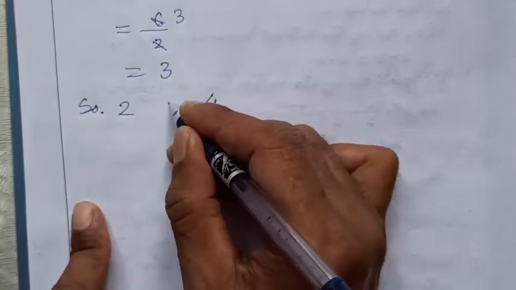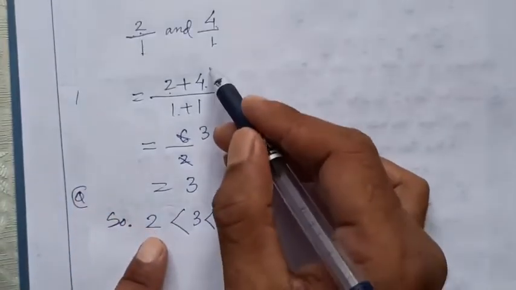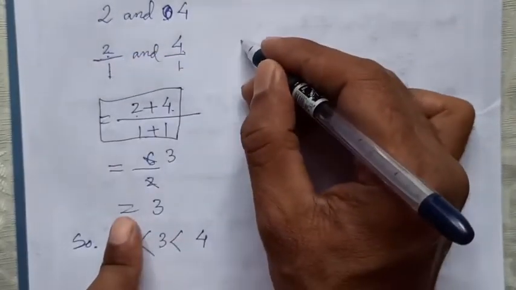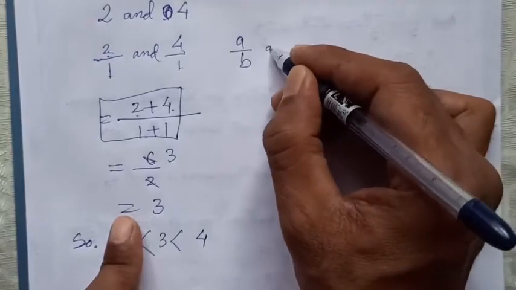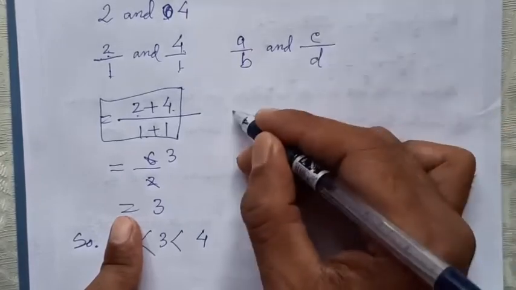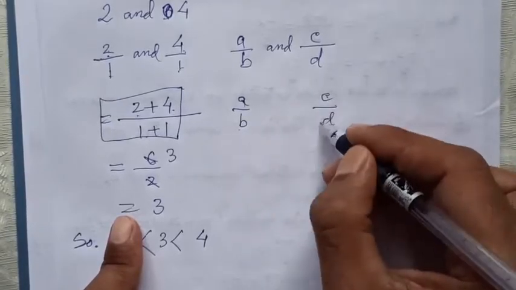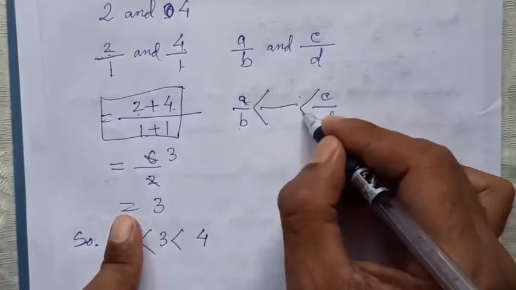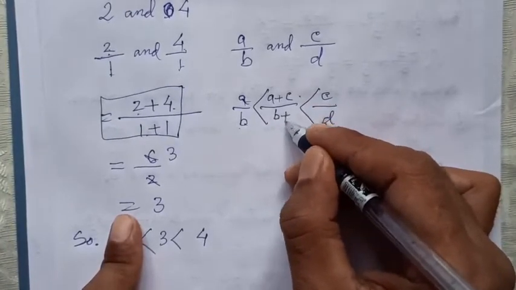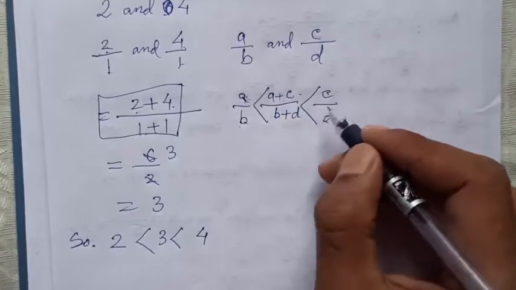So between 2 and 4, there is number 3. And we have to remember these steps. Suppose 2 by 1 is A by B, and let's take 4 by 1 is C by D. And if we want to find out a number between A by B and C by D, numerators we will add, denominators will add together. So A plus C by B plus D is a rational number between A by B and C by D.